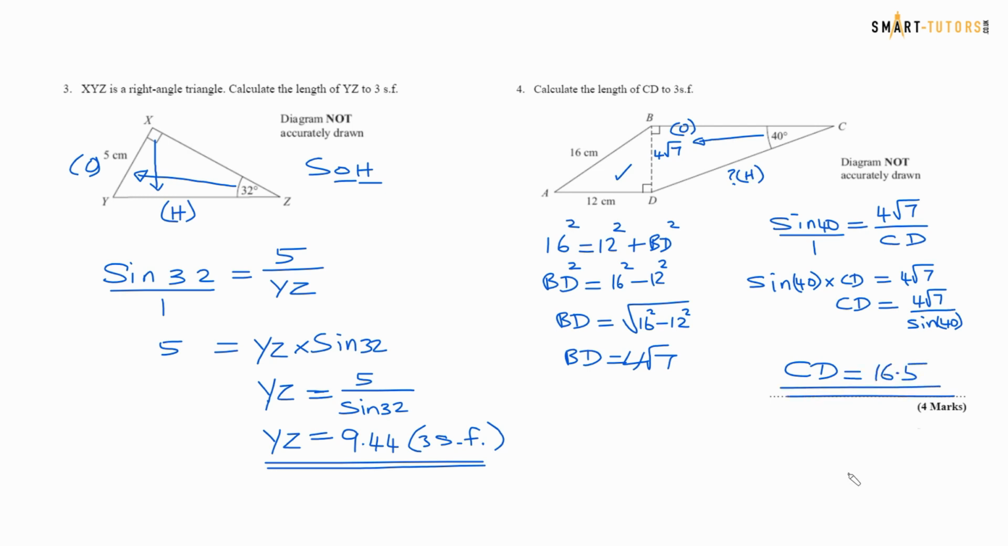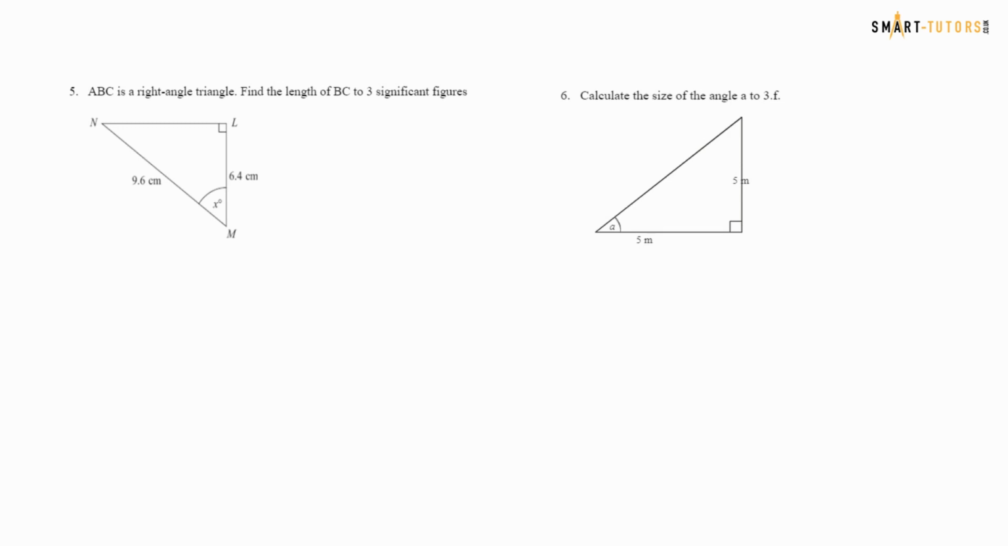That is the answer. Question number 5. ABC is a right angle triangle. Find the length of BC. So actually this question is wrong. Let me cut this question and make it a question to find the value of x. That is the question.